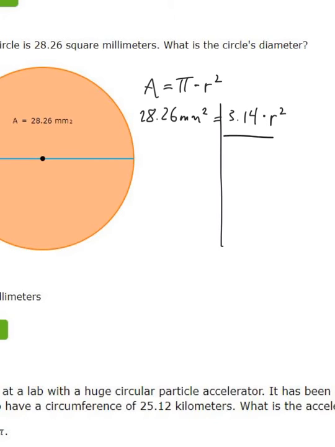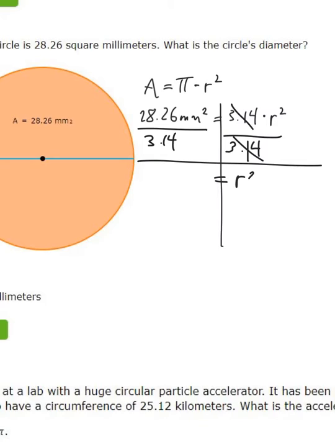So I'm going to start by dividing by 3.14 to get rid of the 3.14. Okay, so these are going to cancel out, and I'm going to be left with radius squared. And over here, if I do 28.26 divided by 3.14, I'll get 9.